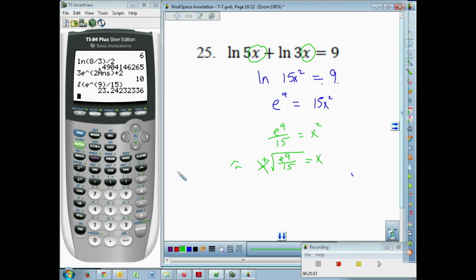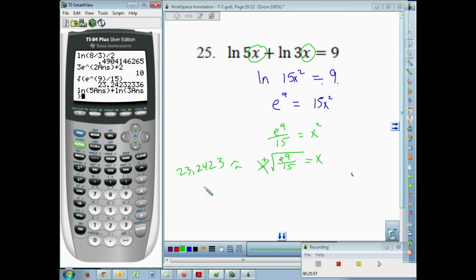I got about 23.2423. Remember, we threw the negative answer away because we saw already that it's not going to work. The x is in the argument. You can't have that negative number back in there. Let's check it. Natural log of 5 times x, which is your previous answer, close the argument, plus natural log of 3 times x, close the argument. If I hit equals, I hope I get 9. I did.